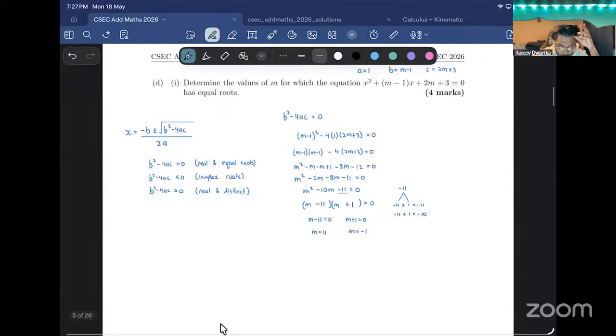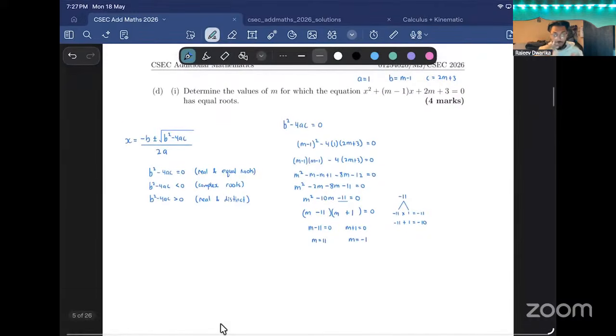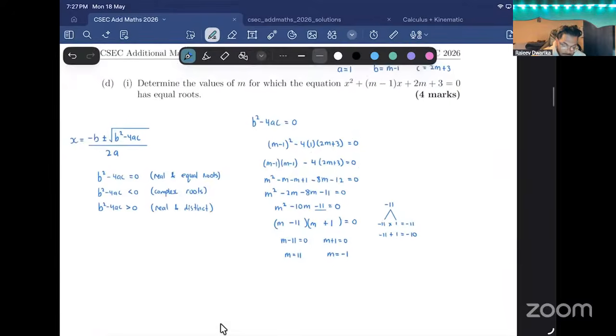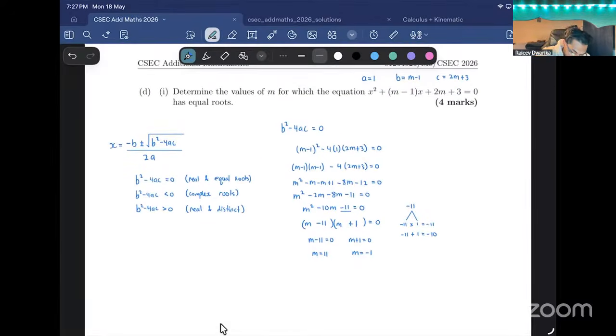Okay, no problem. So here, Liam, we know what m is, right? You have two values for m. Yes, sir. So where could I put that into? Exactly, I could put that into the equation they gave us.